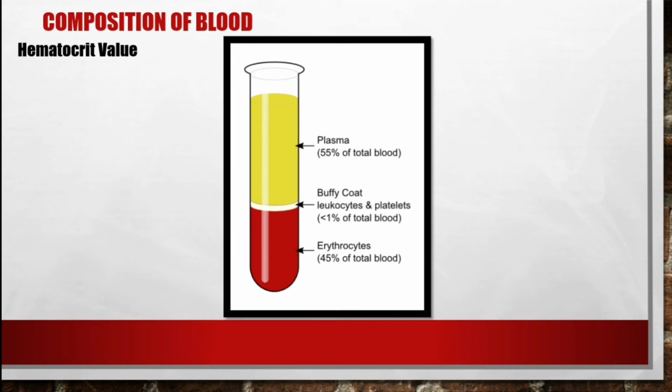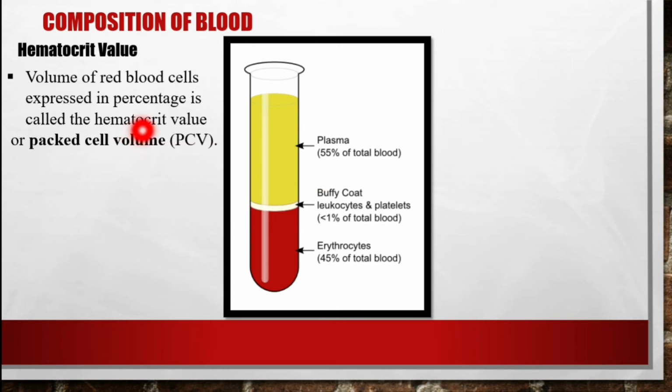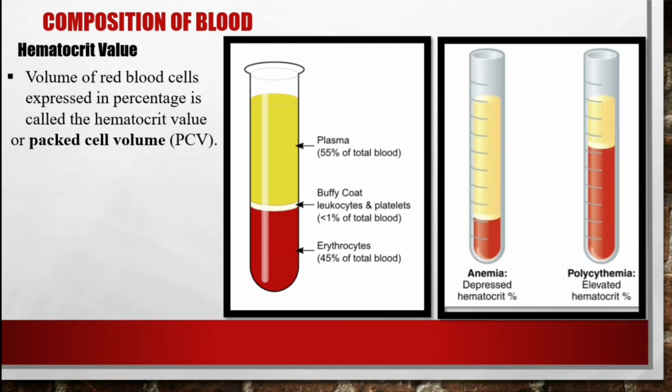The volume of red blood cells expressed as a percentage is called the hematocrit or packed cell volume, or PCV. In this case, I just said it's around 45%, but it's different in males and females. We'll talk about it later. But let's talk about variation in this ratio, specifically hematocrit. If you look here, in anemia, hematocrit will be decreased. You can see the percentage of RBCs is very low. In another case, polycythemia, the hematocrit is elevated.